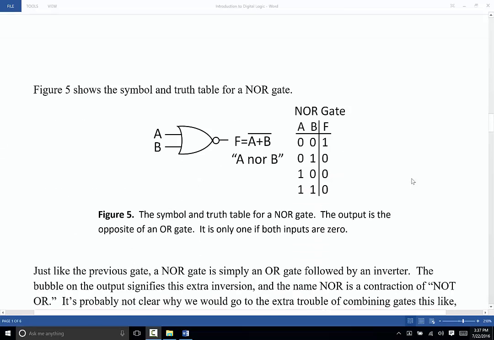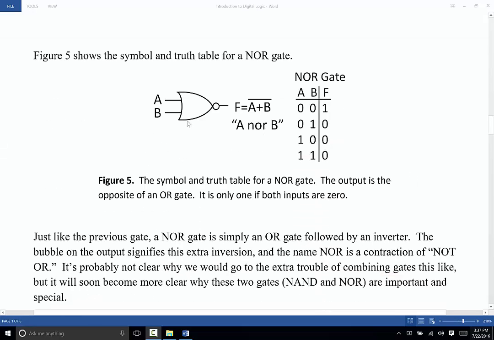So here's the NOR gate. I sort of mentioned that a second ago. This is an OR gate followed by an inverter. So you can see it's A or B with a bar across the whole thing. Remember before it was 0, 1, 1, 1 for an OR gate, and now for a NOR gate, it's 1, 0, 0, 0. So A NOR B will only be 1 if both of the inputs are 0.